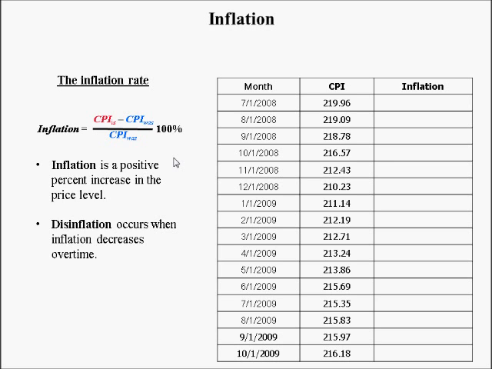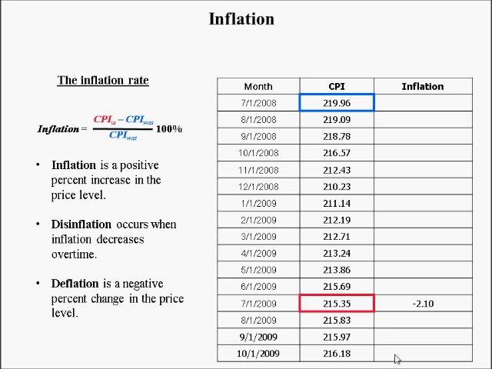Disinflation occurs when inflation decreases over time. Deflation, not to be confused with disinflation, is a negative percent change in the price level. Okay, so to compute the inflation rate for July 2009, we take what it is and subtract from it what it was a year earlier. And then we divide by what it was a year earlier, and we multiply by 100. So the inflation rate is a negative 2.10, which means over the course of that year, the general price level fell by 2.1 percentage points.